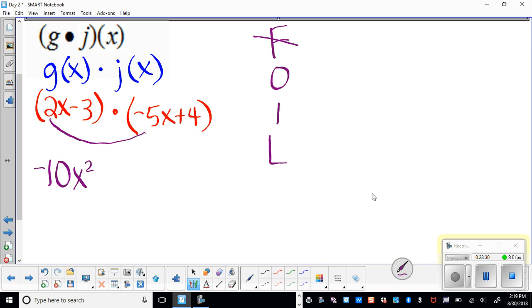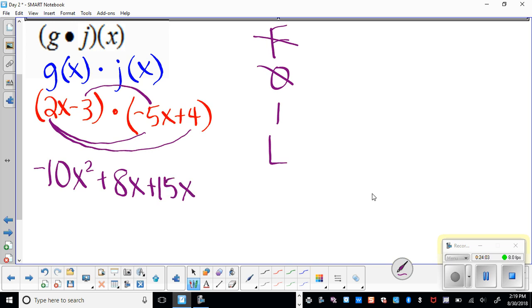Then I have my o, my outer, so negative 2 times 4. They're both on the outer sides of the parentheses. Negative 2 times 4 gives me positive 8, right? 8, don't get the x. All right, my I stands for inner, so the 2 most inner numbers. Negative 3 times negative 5x will give me positive 15x. And then negative 3 times 4 gives me negative 12.